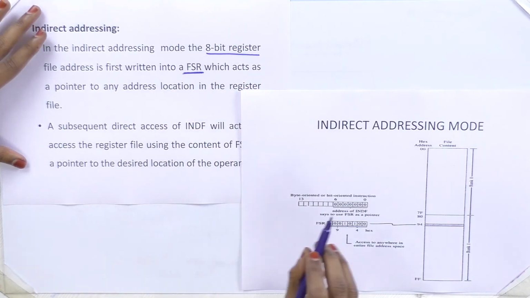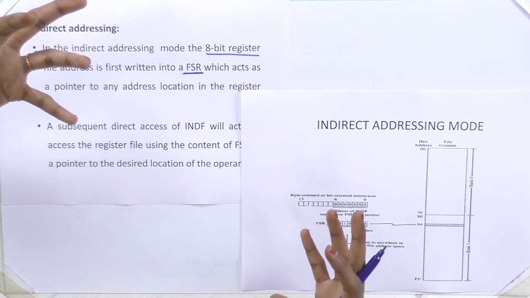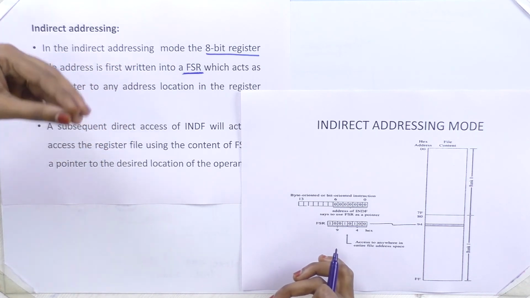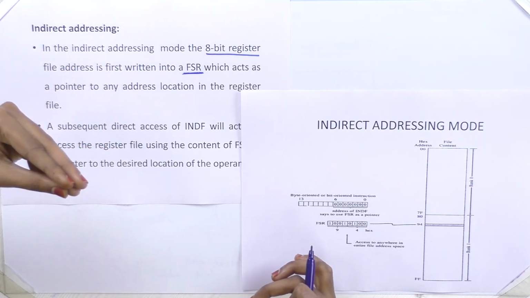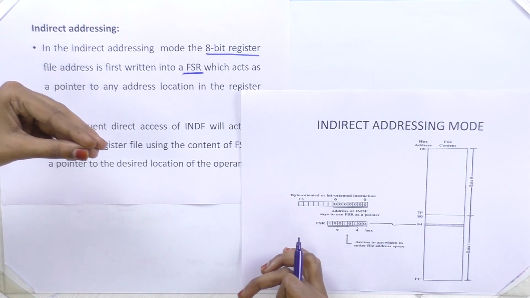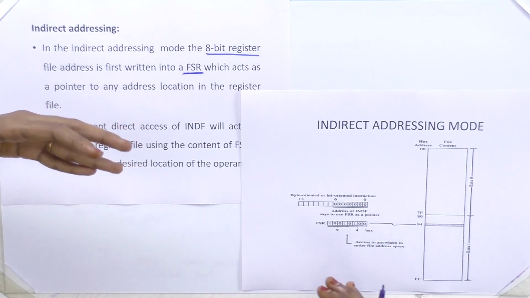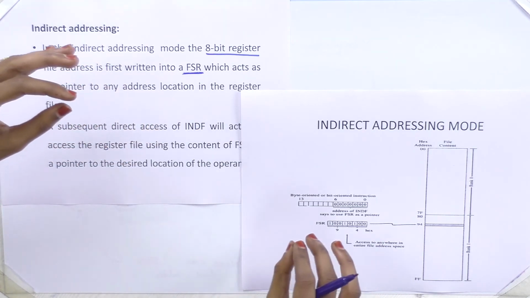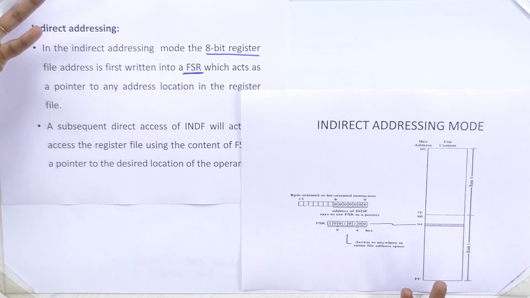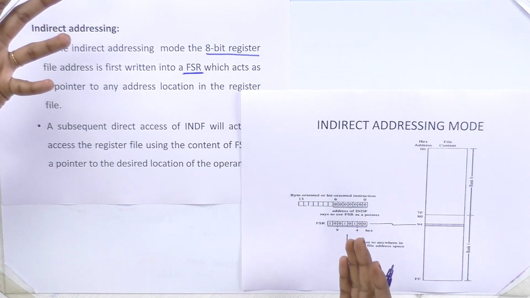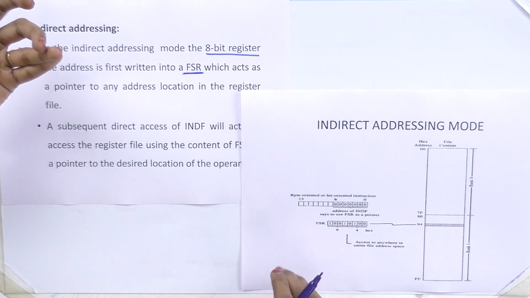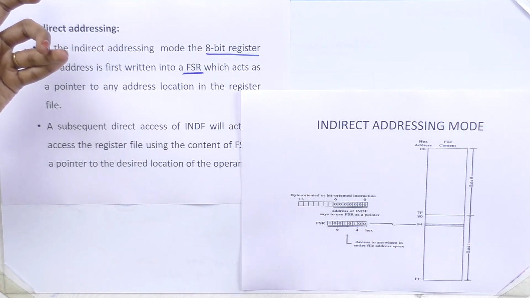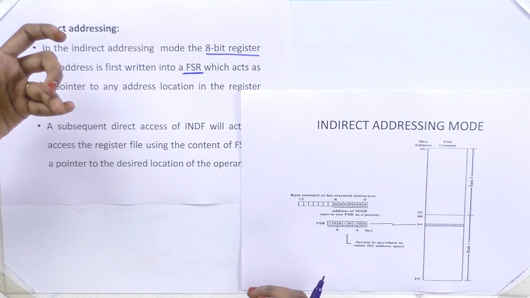How does your controller know that it's an indirect addressing mode? It will look at the value of the INDF register. If all the bits of the INDF register are 0, it means that the register's address is indirectly mentioned, which means that we are using indirect addressing mode. Then your controller will automatically look into the FSR register and take the value from there, and that value is your register's address. Fine.